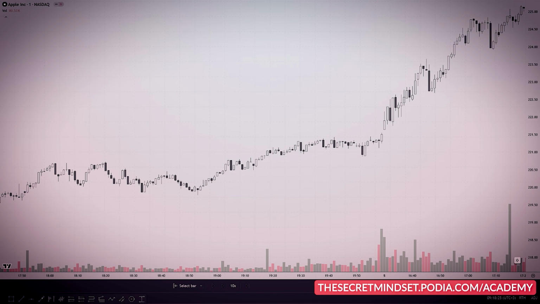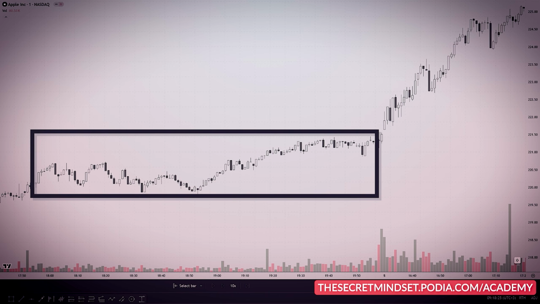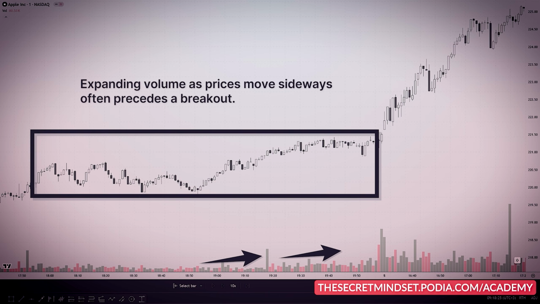Volume patterns can also hint at what's coming. For example, expanding volume as prices move sideways often precedes a breakout. The direction of the breakout isn't certain, but the increase in volume suggests something big is cooking.